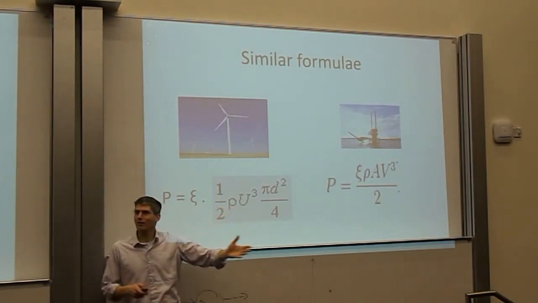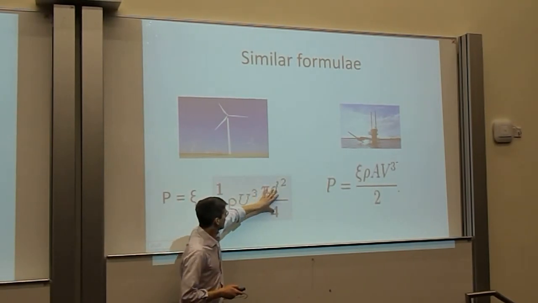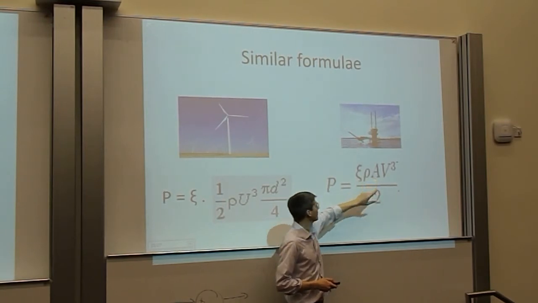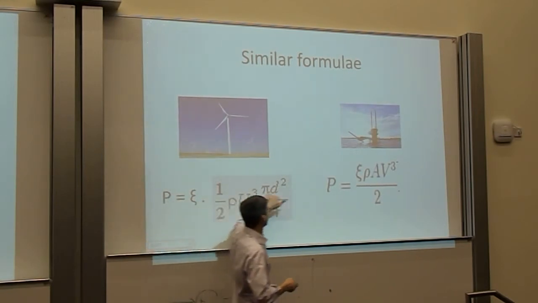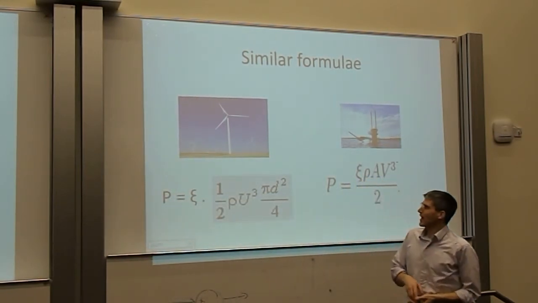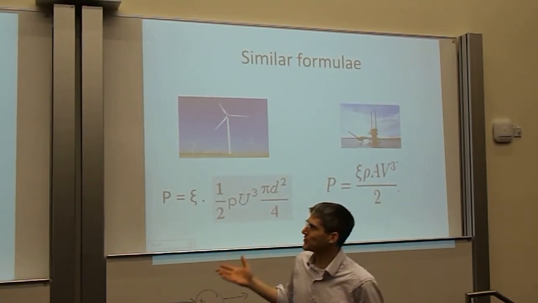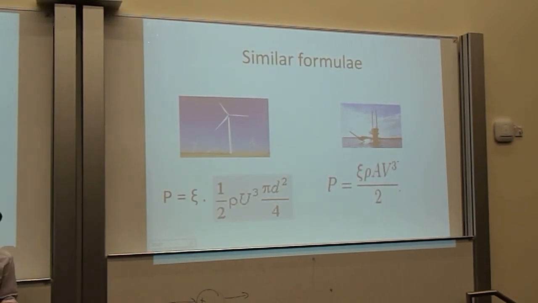What's the area of a circle? What's the swept area of a turbine? Pi r squared, which is pi d squared over 4. So pi d squared over 4 is the same as A here, right? Velocity cubed, velocity cubed. Density, density. And then you have your efficiency factor, which is a squiggle, right? And remember, it's about 0.6 for wind. It depends on the turbine. So that's where they're trying to get their energy gains all the time, improve the efficiency.